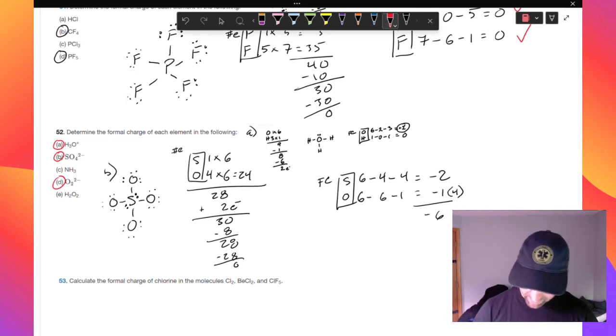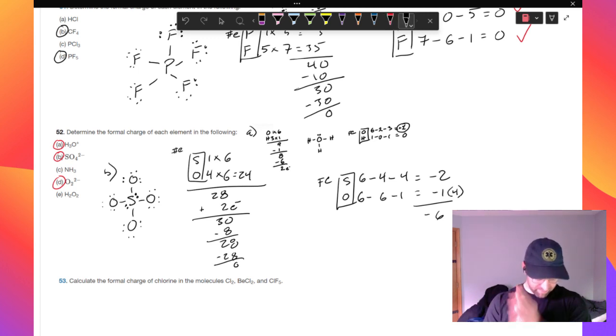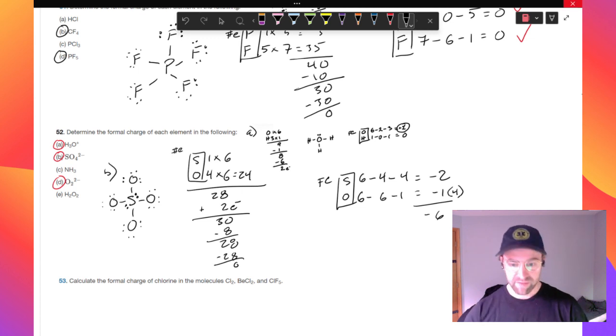This cannot be correct. So we like the lone pairs on sulfur. So how do we want to deal with this?